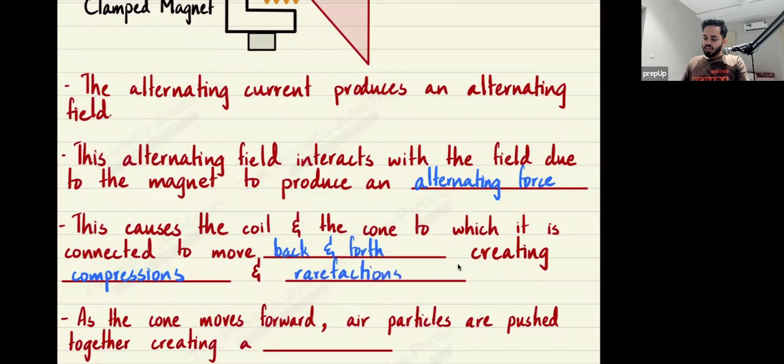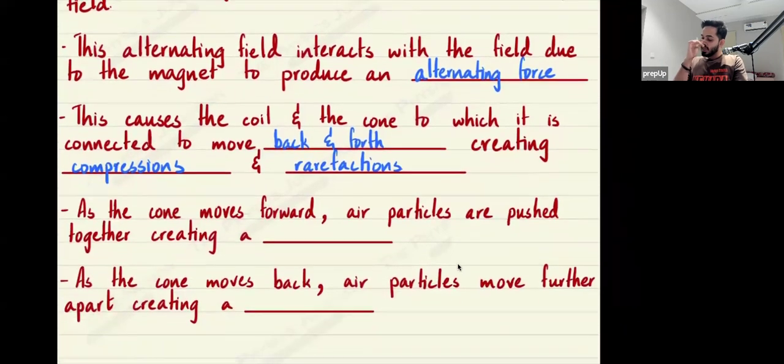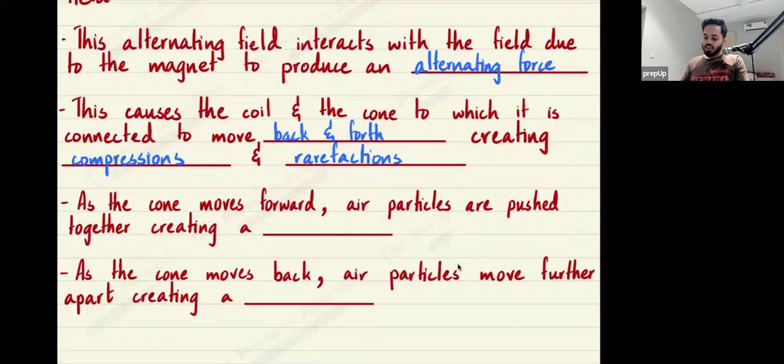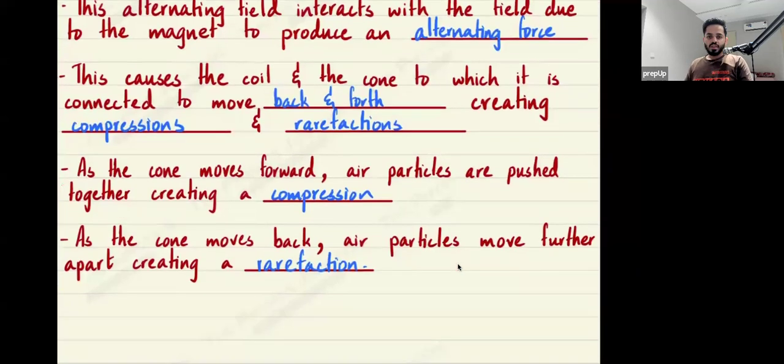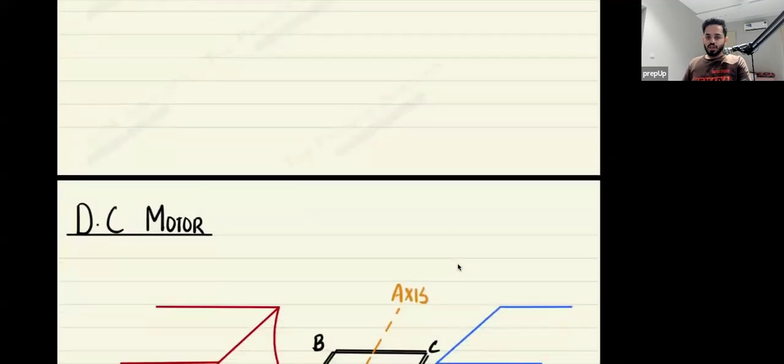This is also written here and it's exactly taken from those notes. So as the cone moves forwards, air particles are pushed together, creating a compression. And we know that here the air pressure is greater. And as the cone moves back, air particles move further apart, creating a rarefaction, where we know that the air particles are furthest apart, leading to the lowest air pressure. So that's the idea of the loudspeaker.